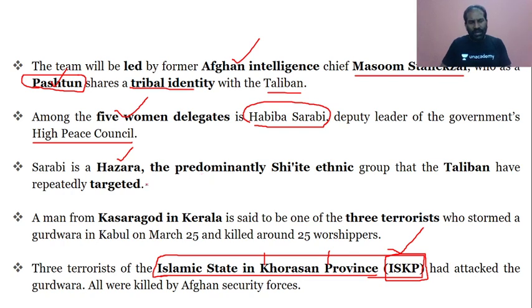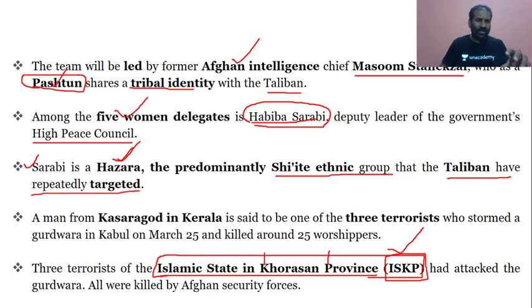Again, why we are trying to emphasize this is that when I was talking about the Taliban regime from 1991 to 2001, it was the Taliban which targeted minority groups, Hindus, Muslims, Sikhs, and other minority groups. Why we are trying to focus on Habiba Sarabi is because she is a Hazara. Hazara is a Shiite ethnic group that the Taliban have repeatedly targeted.